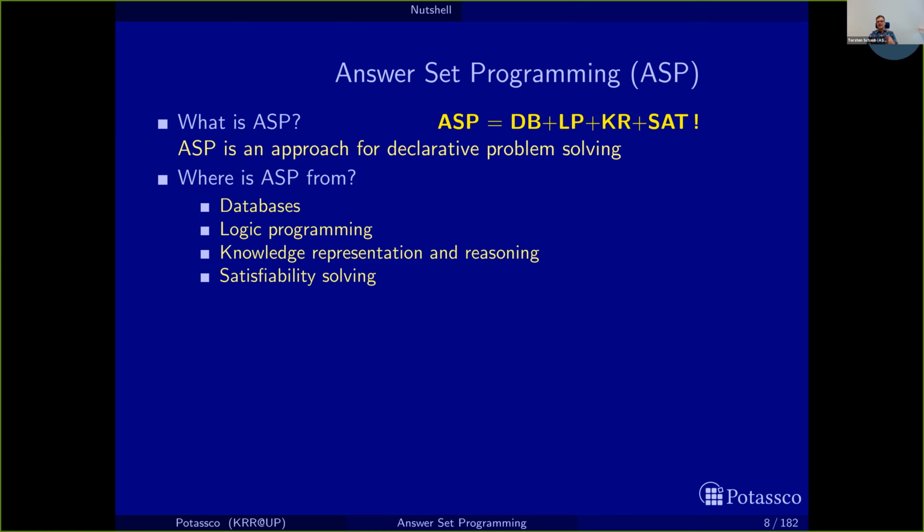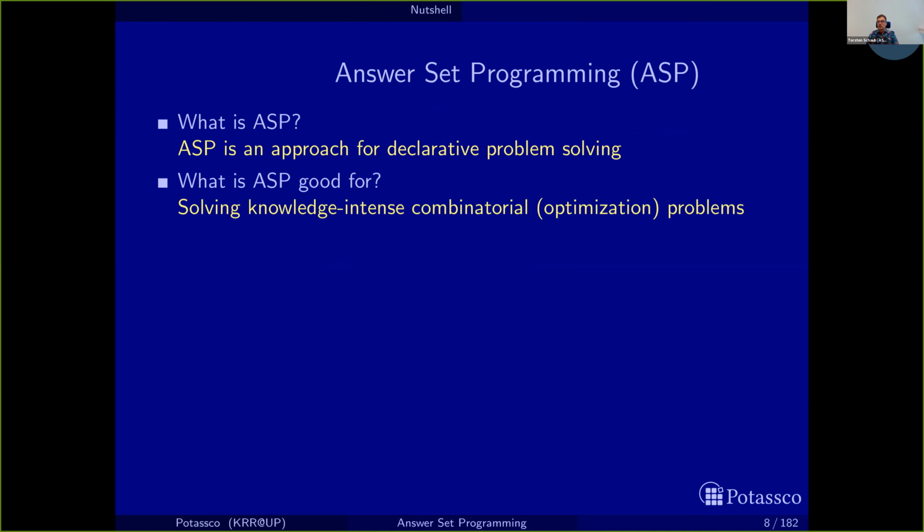But you can more or less say that if you want to have the first nutshell, ASP is a combination of database techniques, notably techniques from deductive databases, logic programming, where the syntax also comes from, knowledge representation and reasoning, modeling, ideas from non-monotonic reasoning, and the computation borrows a lot from SAT technology. So here's the first nutshell of what ASP is about. And actually, we will more or less deepen the different components on the way.